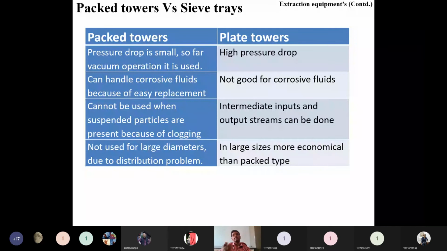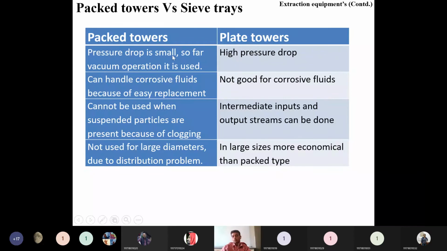And next one, what is the difference between packed towers and sieve towers? This has been asked many times as a 2 marks question. You can go through these points. A packed tower is nothing but an arrangement of packings, but a plate tower is nothing but an arrangement of plates. Plates will be present in the plate tower, and packing, some random packings or some stacked packing in terms of Pall ring, Intalox saddle or Raschig ring, will be present in the packed tower.